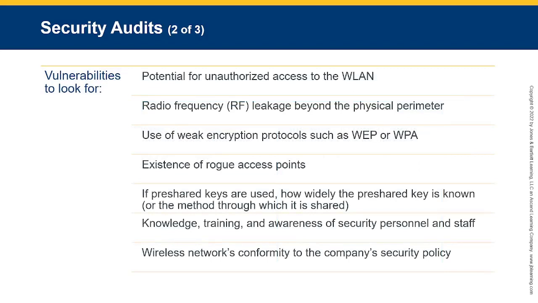In a security audit, you look for potential for unauthorized access, RF leakage beyond the physical perimeter, use of weak encryption protocols, existence of rogue access points, whether pre-shared keys are used, how widely the pre-shared key is known, knowledge, training, and awareness of security personnel and staff, and wireless network conformity to the company's security policy.